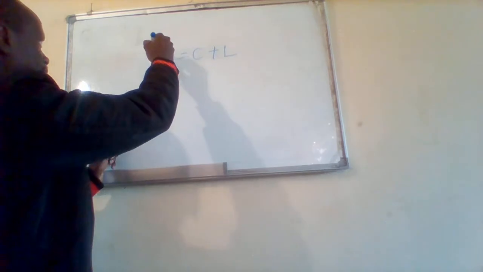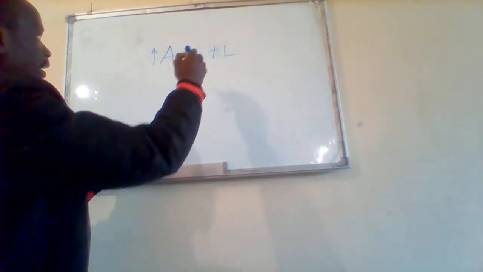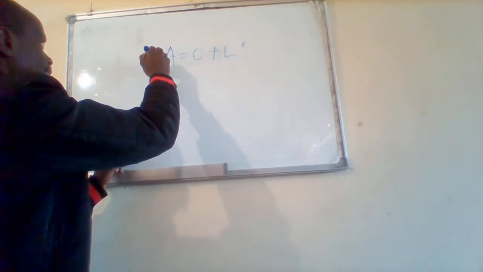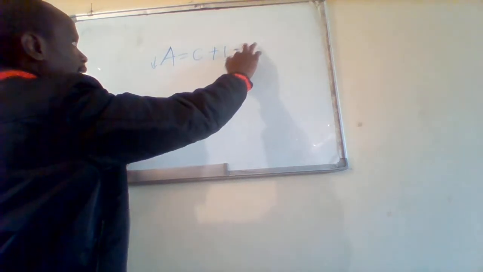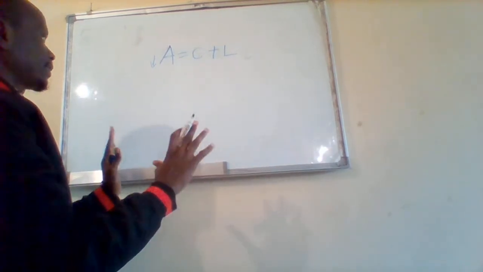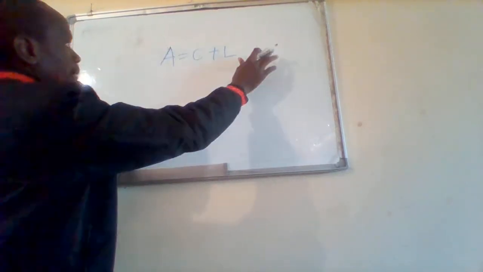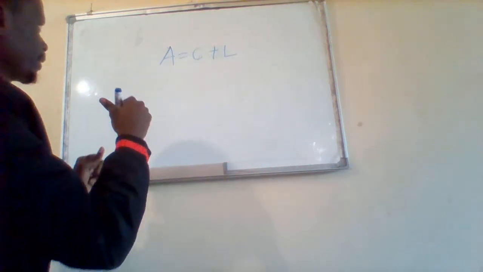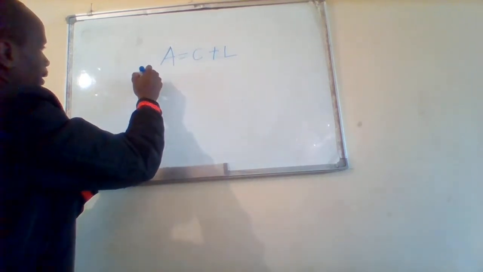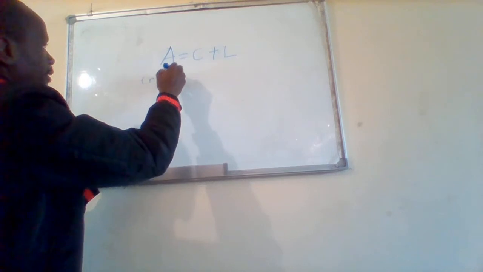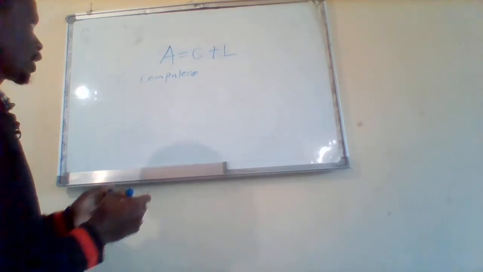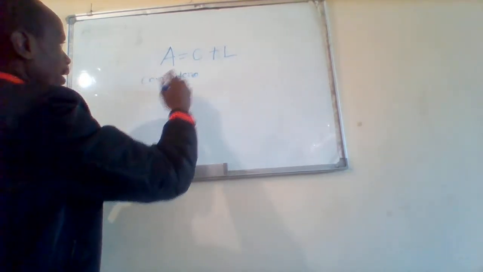If the left side increases, the right side must also increase. If the left side decreases, the right side must also decrease. It must always be balanced. Now, let me give you an example. If you're buying a computer in cash.